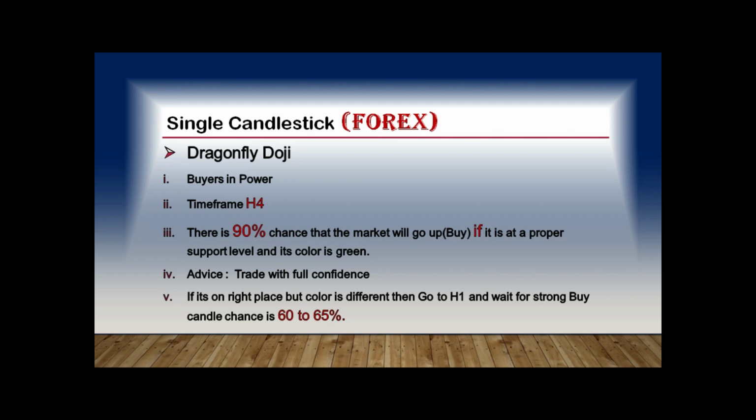Chances are 60 to 65% if we get a strong buy candle in H1 after the dragonfly doji in H4 with the wrong color, that means red color. So if you see a red color dragonfly doji in the H4 chart at the proper spot level, then you need to go to H1 and wait for one more candle in H1.